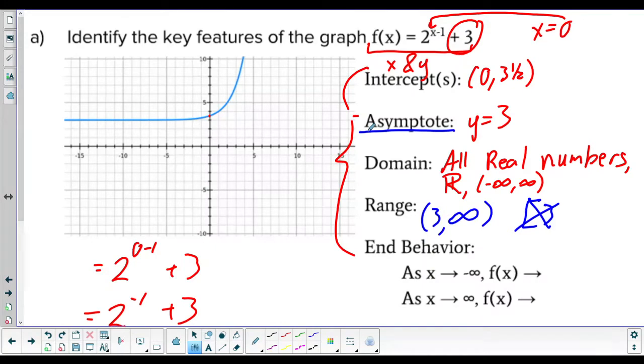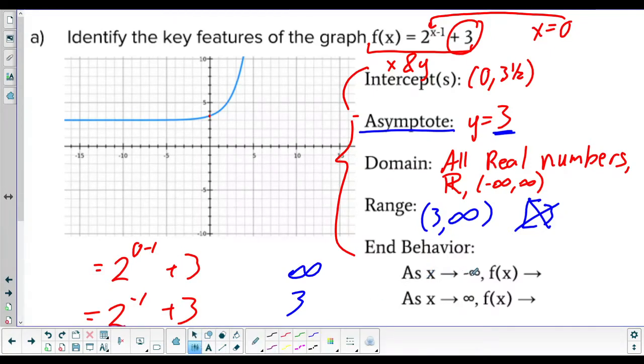So, all right. So our range is 3 to infinity, parentheses on both of them, parentheses here because of the asymptote, parentheses here because you can never get to infinity. For the end behavior, this is either going to be infinity or the value of your asymptote. So you just have to know which side to put it on.